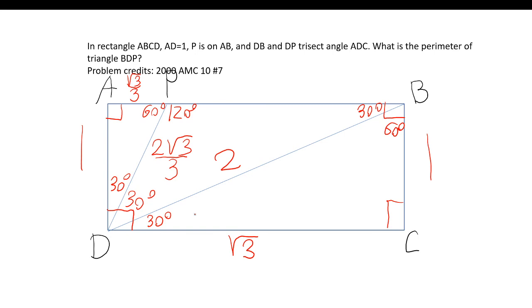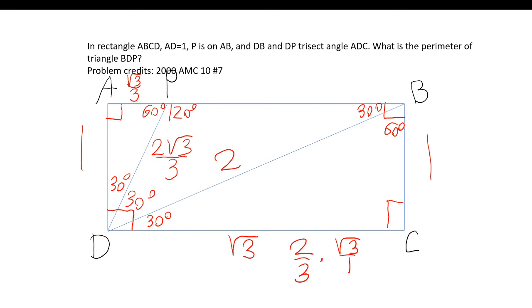Now, check this out. This entire length is the square root of 3. Now take a look at AP. AP is 1/3 of AB. If AP is 1/3 of AB, PB is 2/3 of AB. Right? So you have 2 over 3 of AB. AB is DC, and DC is the square root of 3 over 1.